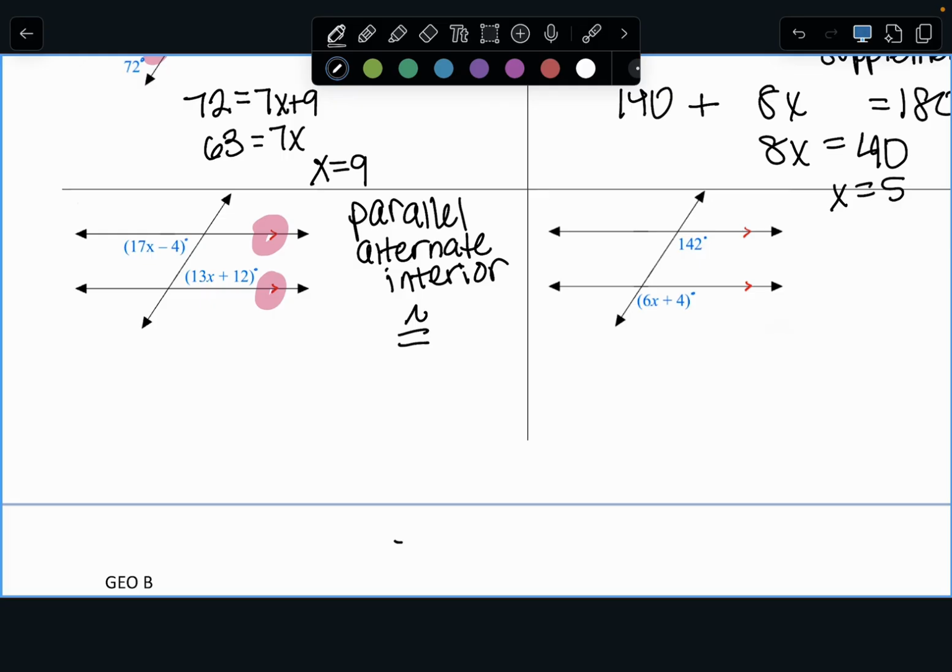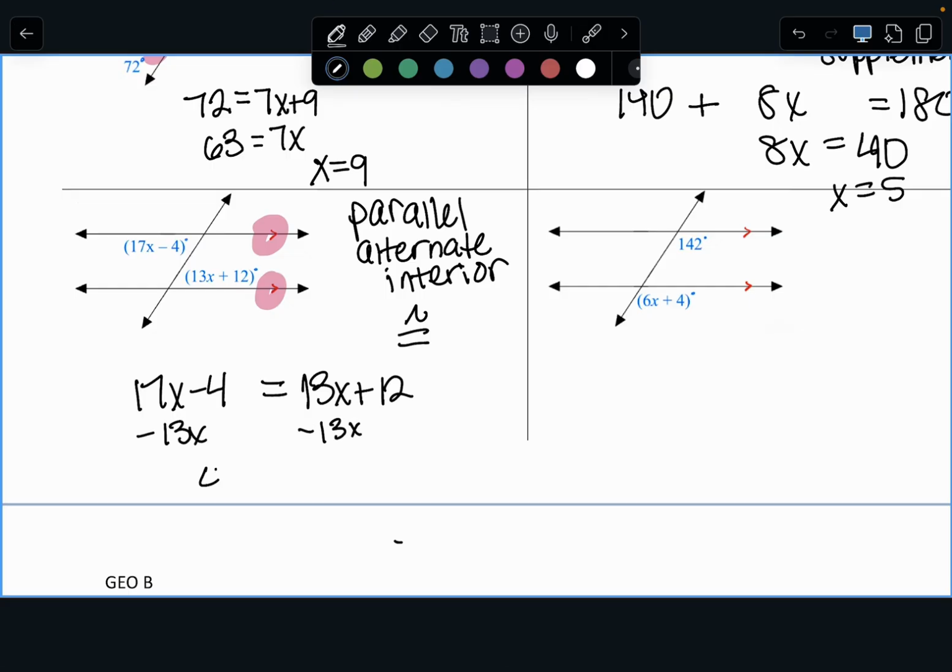Okay. So they're congruent, so we set their measures what to each other? Equal. So 17x minus 4 is equal to 13x plus 12. How do I solve? Plus 4. Yeah, pick a side for your variables to go on. Which side should I put them on? The left side. Let's put them on the left so they stay positive. Let me subtract 13x.